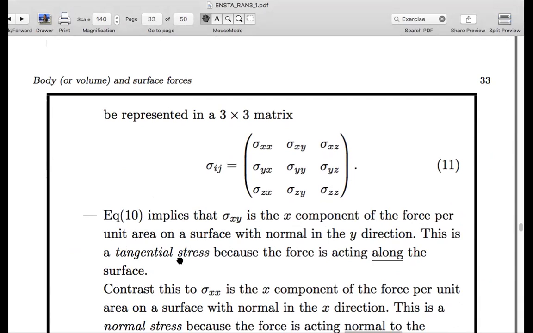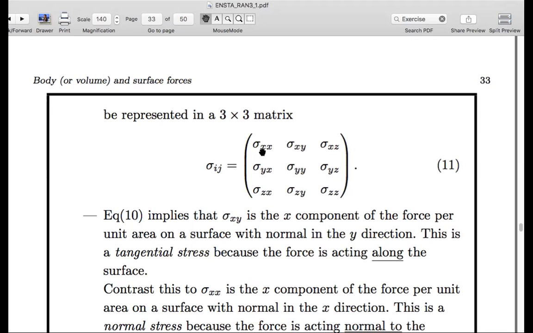So we can distinguish between 2 types of these stress components. Okay, there's the case of a tangential stress. By that I mean that the force is acting along the surface. So this sigma xy is an example of a tangential stress because the force is in the x direction, but the normal to the surface is in the y direction. Well, x is normal to y, so that means that the force is acting along the surface as opposed to normal to it. So it's the forces along the surface.